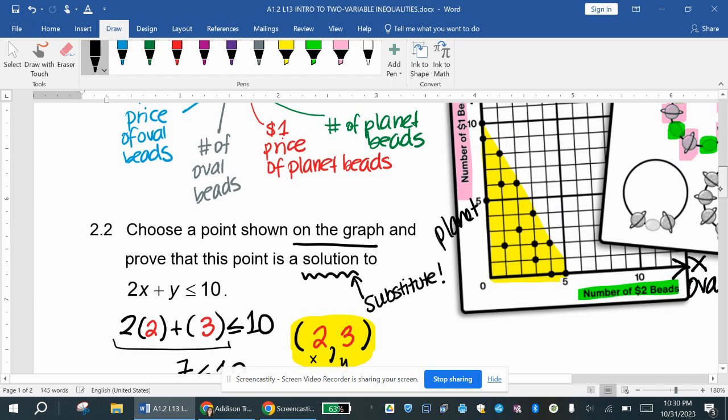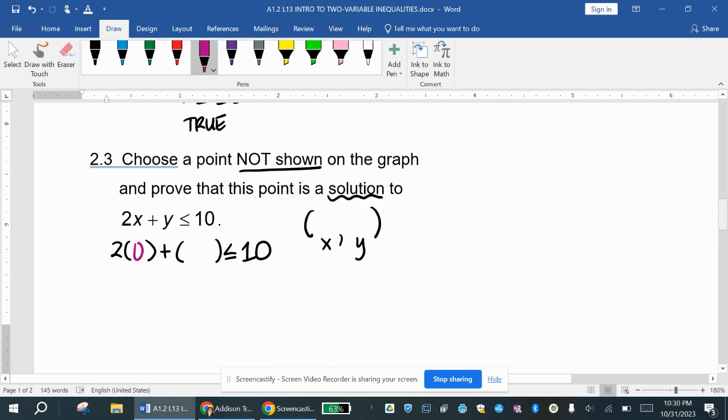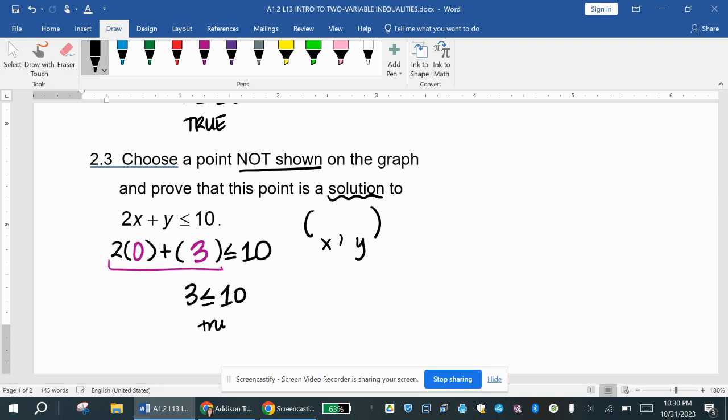Okay, so for this one, I could have picked a point like 0, 3. Okay, here's 0, 3. If I substitute it in, 2 times 0 is 0, plus 3 is 3. 3 is less than or equal to 10. That's true. Yay!